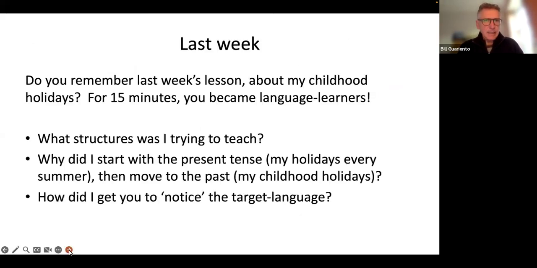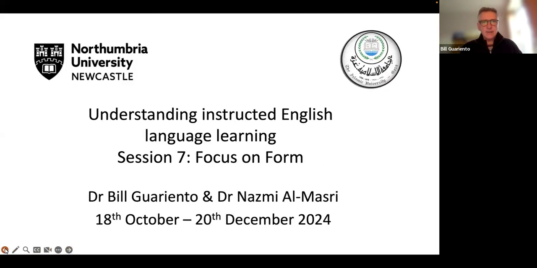And this is our session number 7. We are now looking at focus on form. I think this is a very interesting session, and it's also the most complicated session that we're going to be looking at.